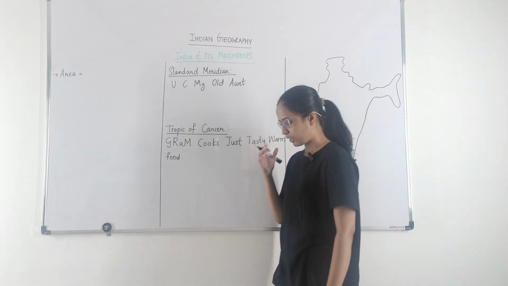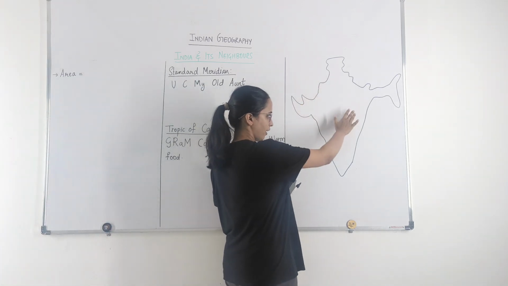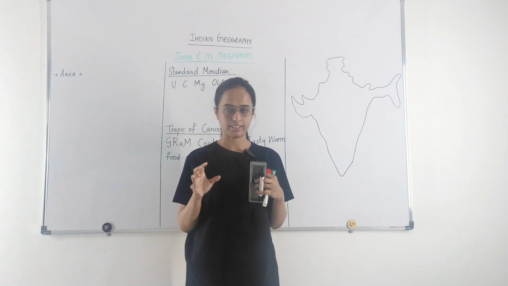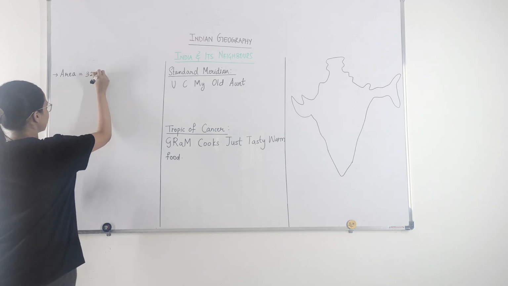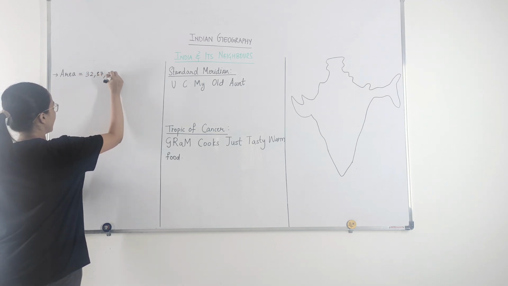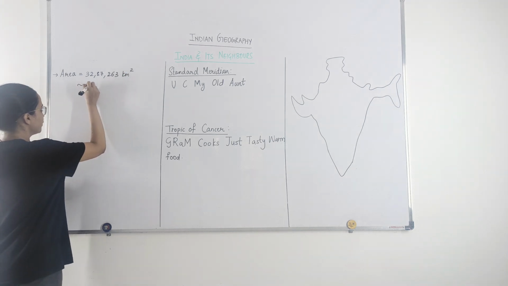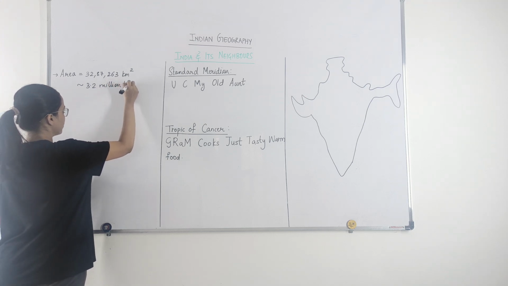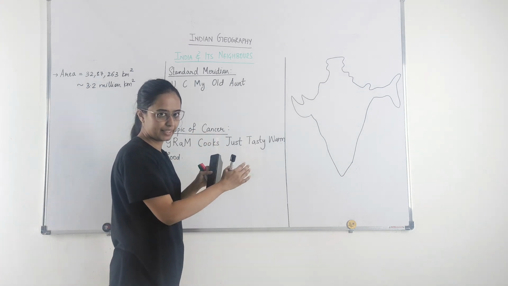So let's start. If you consider the mainland part of India, meaning just this part, keeping aside the islands, then the area that India covers as its mainland is 32 lakhs 87,263 kilometers square, which is approximately equal to 3.2 million kilometers square. So this is the area that India covers as its mainland.